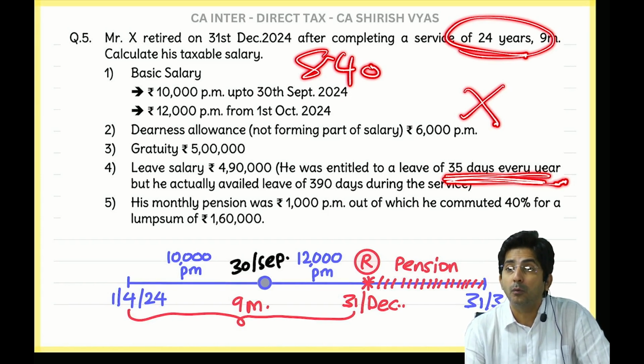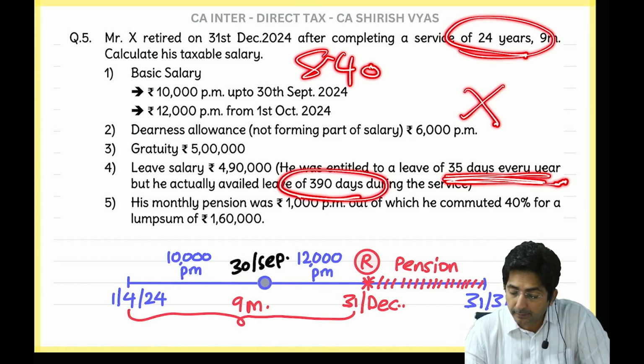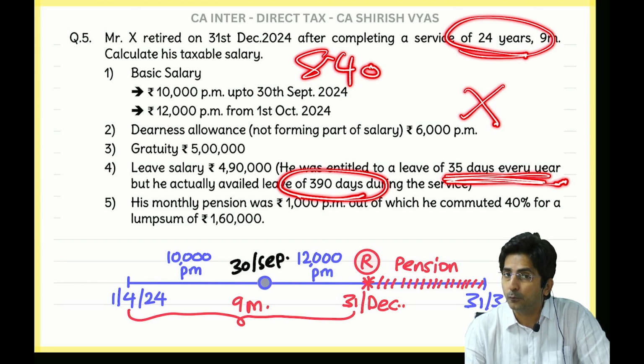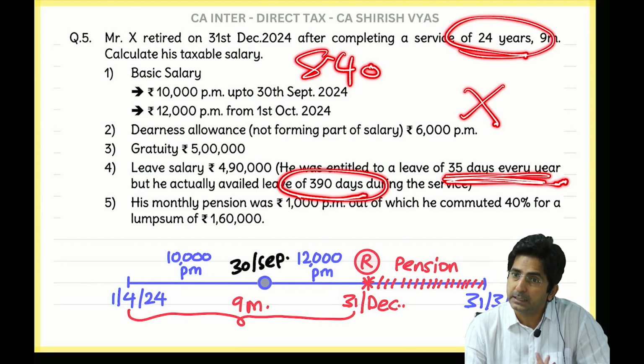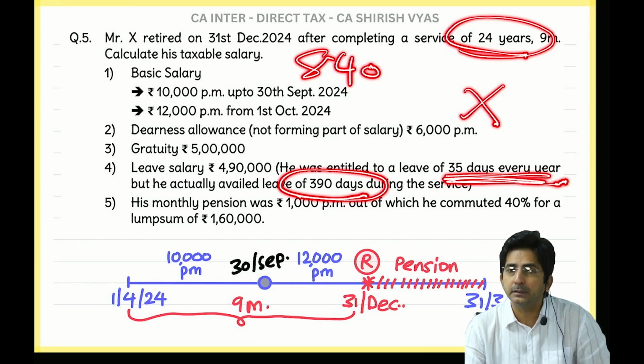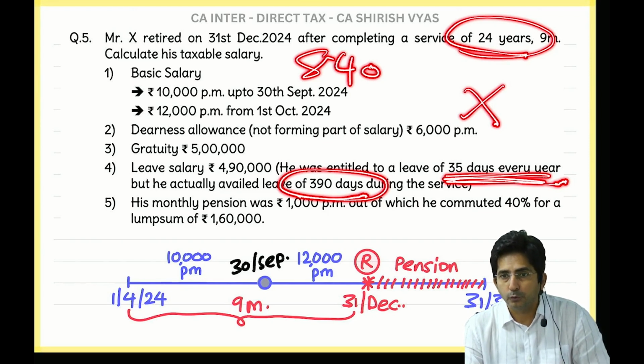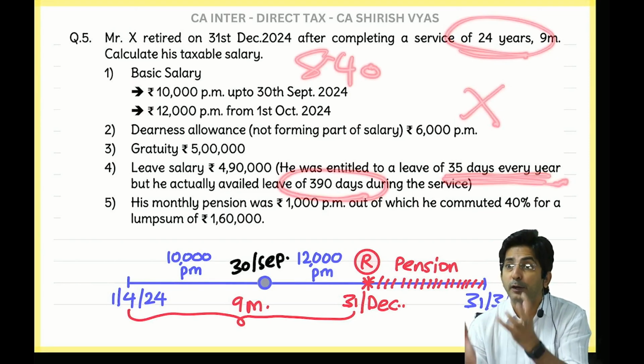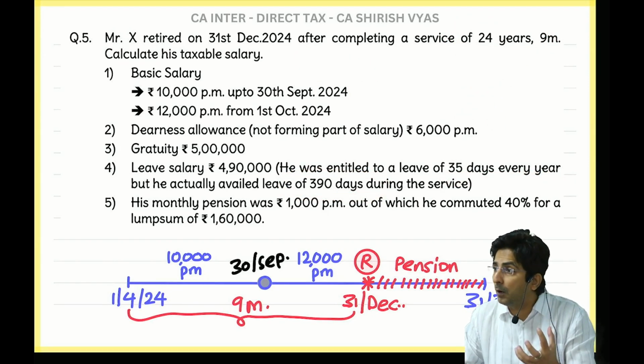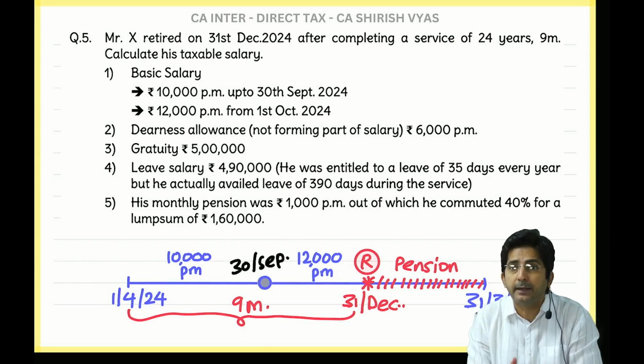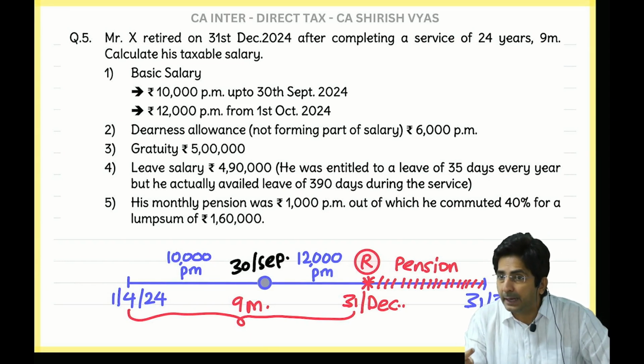Leave allowed is 840. And how much is taken? 390. So from 840, 390 is taken. What remains? 450. So 450 days is the leave credit. It means in his account these many holidays are remaining for which he is getting the money.